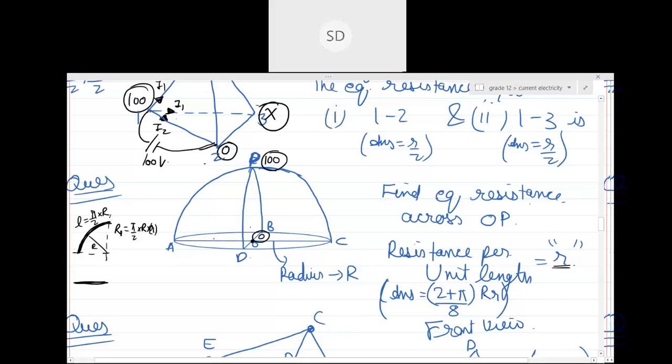What is the resistance of this straight part? The length of this is R. So what is the resistance of this part? It will be equal to R into the resistance per unit length. Yes or no, guys?